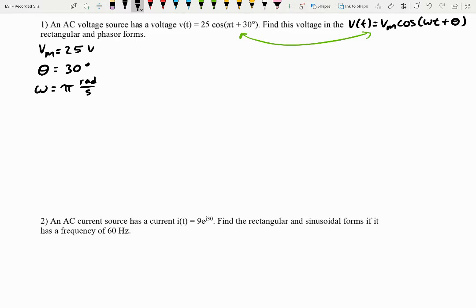So all we need to do for the phasor form is we'll say V of t equal to Vm at our angle. So V of t will be equal to 25 volts at 30 degrees.